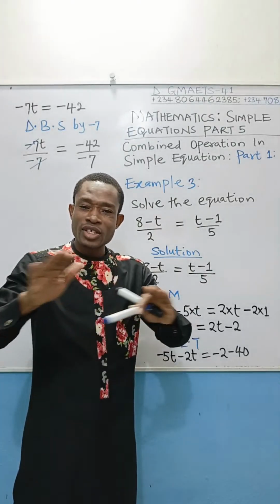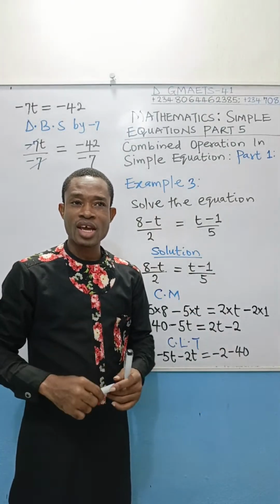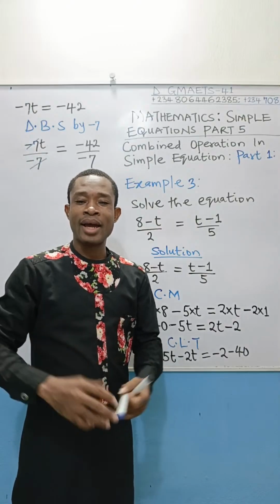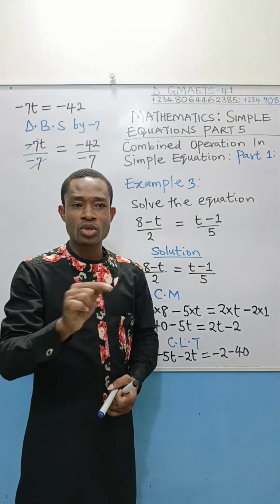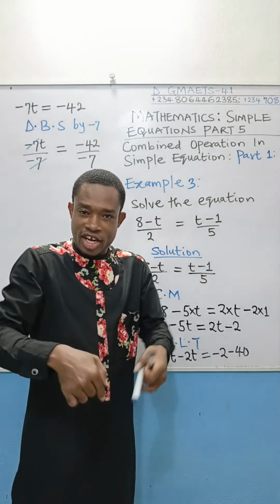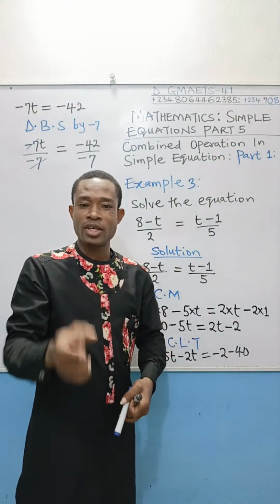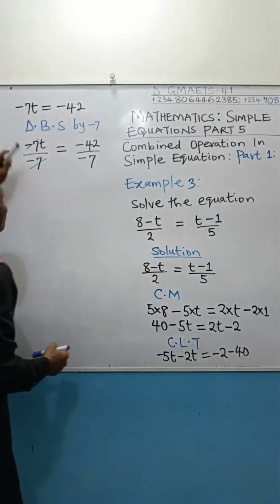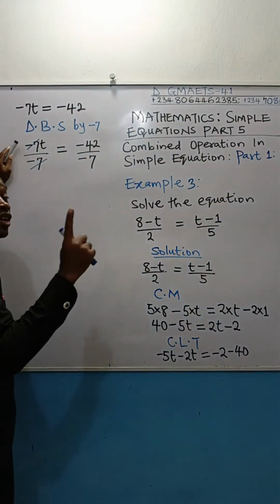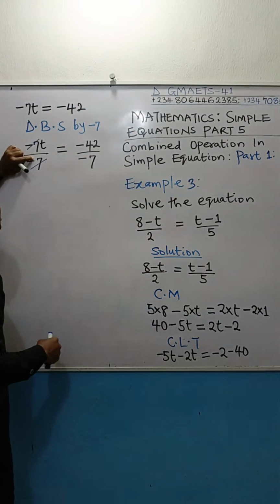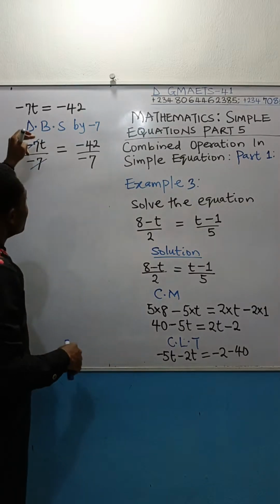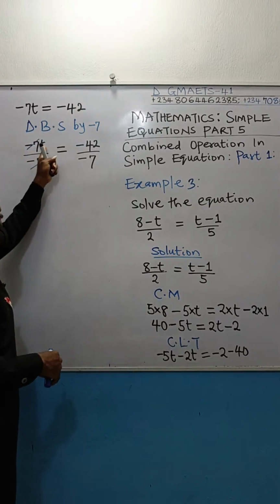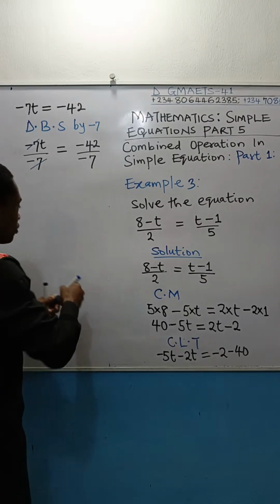I have already taught this before, under number line. If you go to the playlist on this channel, basic maths playlist, you will see number line there. So minus divided by minus will give you plus. That is why this minus will disappear. You won't see it again. 7 divided by 7 is 1. 1 times t will give you t.